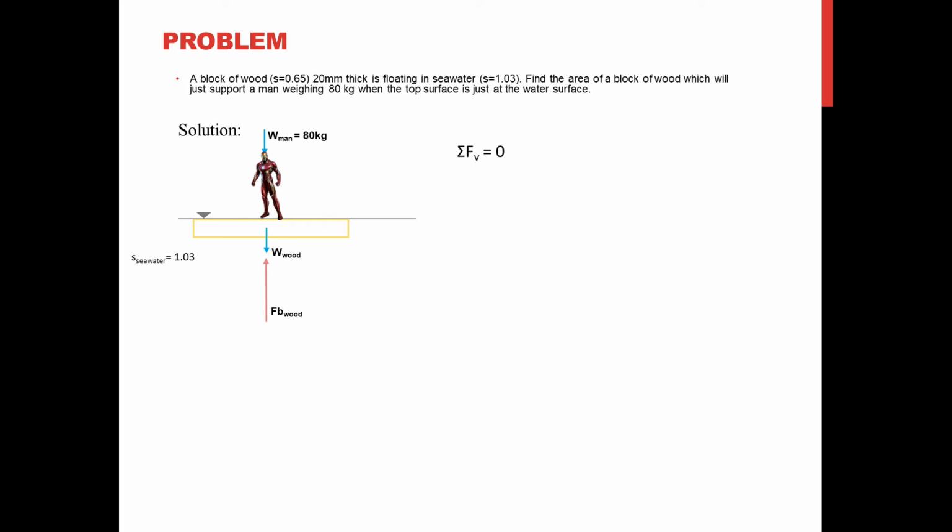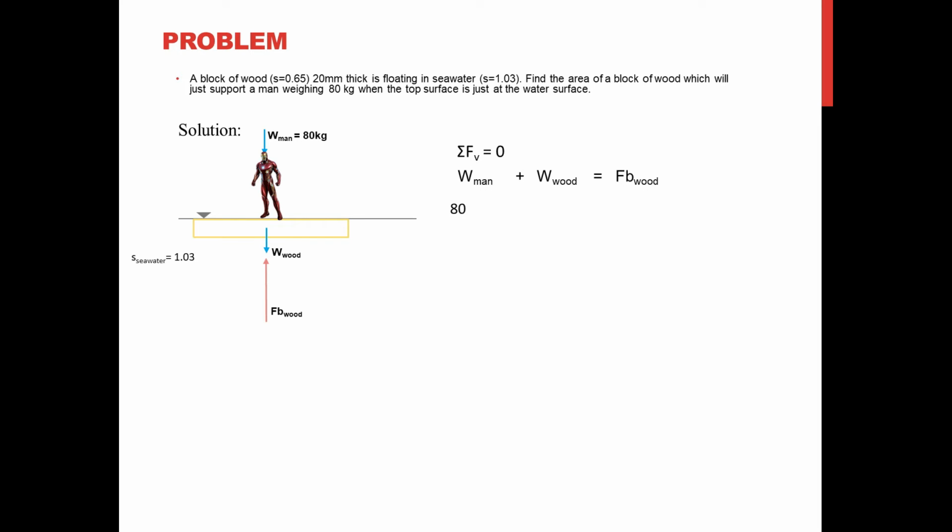So in here, we'll just have to perform summation of forces. Vertical is equal to 0 since we have collinear forces. We have the downward forces will be equal to the upward forces. So the downward forces, we have the weight of man plus the weight of wood. So this will just simply be equal to the buoyant force of wood. So there will be no other forces here.